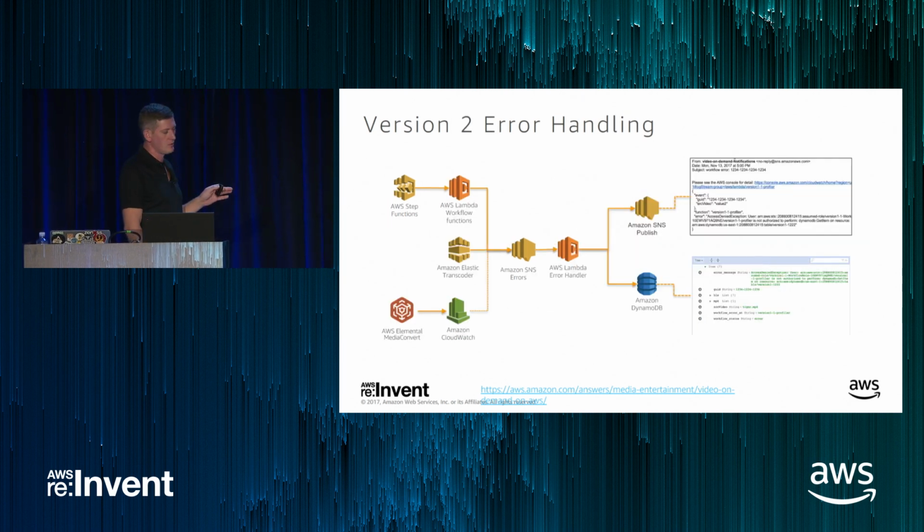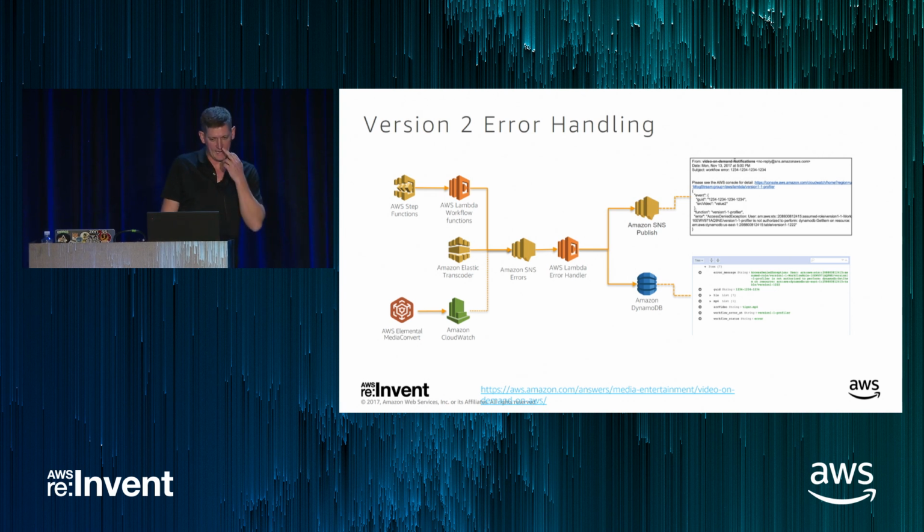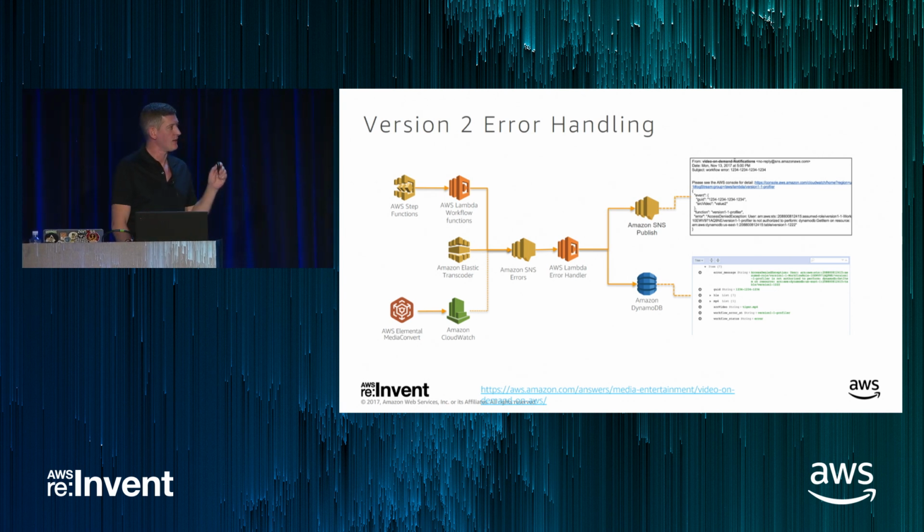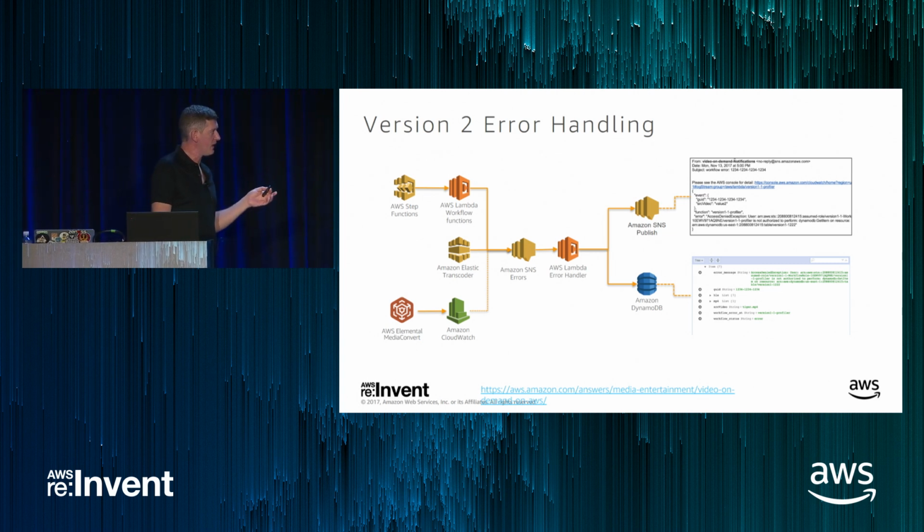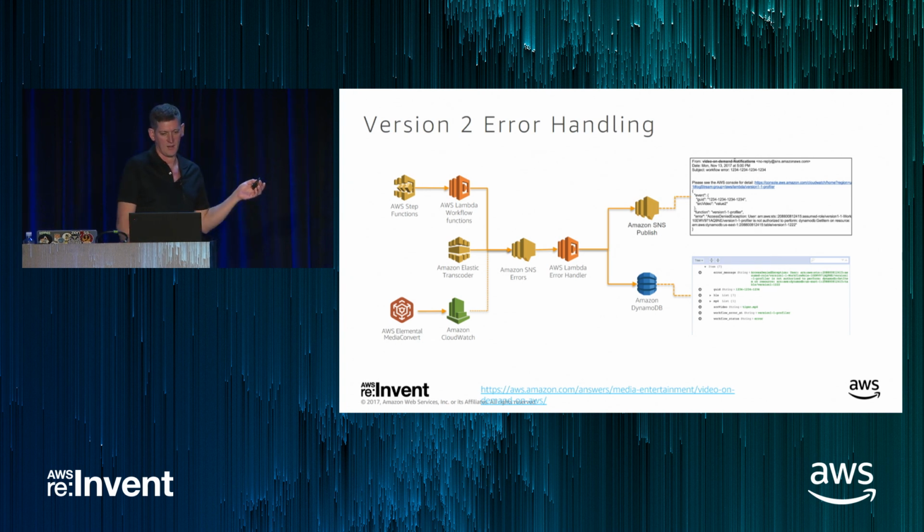So in version 2, what we did was add a little error handler to all of the Lambda functions that sit underneath Step Functions. And what that module will do is, if the Lambda step fails for any reason, it will take the event data, the input that it got, take the error message and the function name, and fire that out to our errors SNS notification.